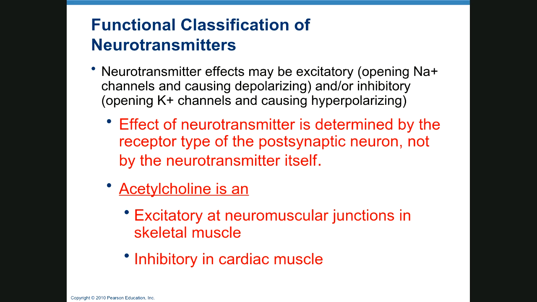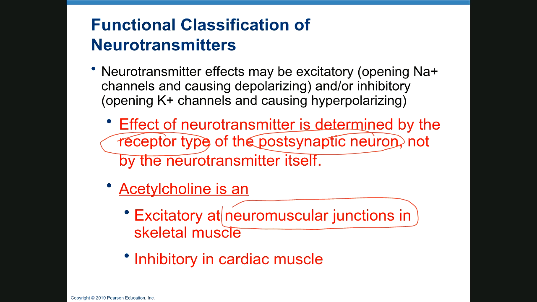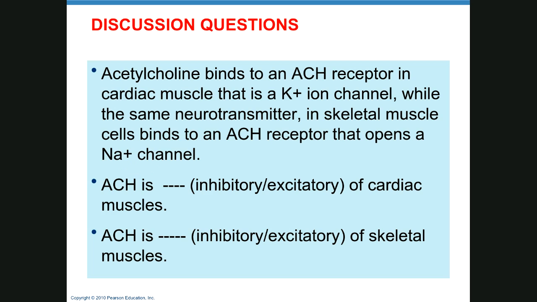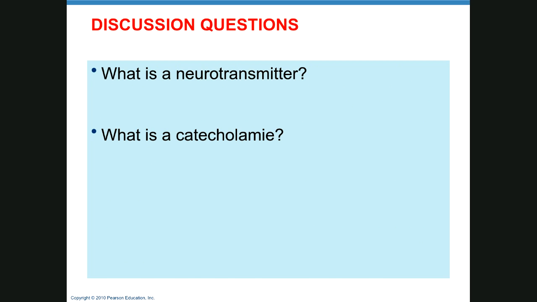Also remember that the effect of the neurotransmitter is determined by the receptor in the postsynaptic neuron, not by the neurotransmitter itself. Acetylcholine is excitatory in skeletal muscles, inhibitory in cardiac muscle. So it's not the acetylcholine that makes it excitatory or inhibitory. It's the receptor for acetylcholine that makes it excitatory or inhibitory.